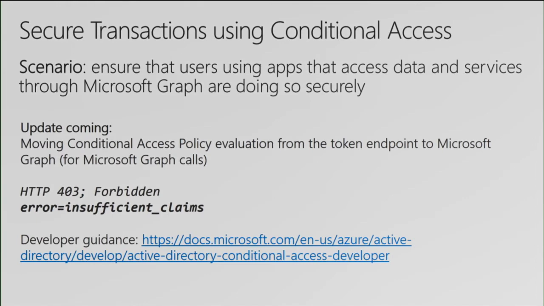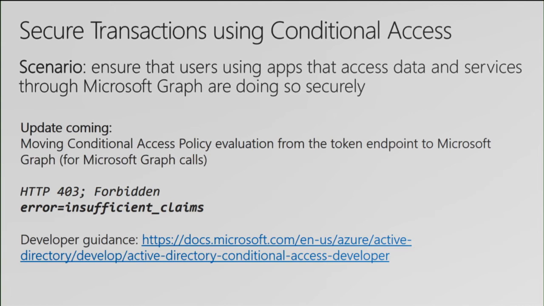What we're doing, and this happens at token acquisition time, is moving the evaluation of conditional access policy down from the token endpoint into Microsoft Graph, so it'll only apply to the resources for which conditional access policy is actually applied. This means that if CA policy is set on Exchange, it'll only apply for apps that are accessing Exchange data through Graph. It won't get applied for apps that are accessing SharePoint data through Graph. So it makes sure that this policy applies to exactly the resources that it was meant to, nothing more, nothing less.